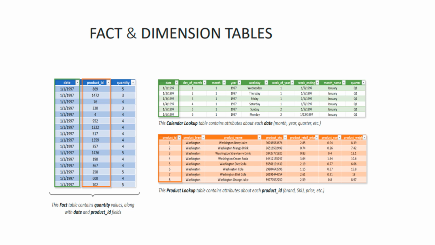So here in this example you can see that the fact table contains quantity values along with date and product ID fields, and the calendar lookup table contains attributes about each date, month, year, quarter, etc. The product lookup table contains attributes about each product ID like brand, SKU, price, etc.